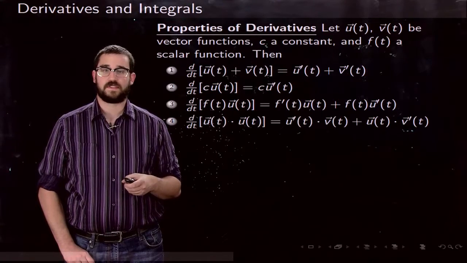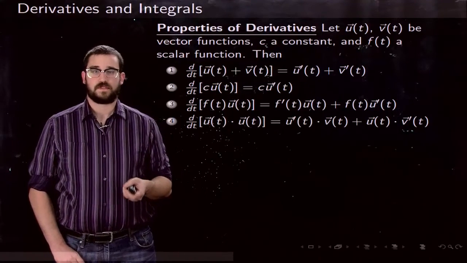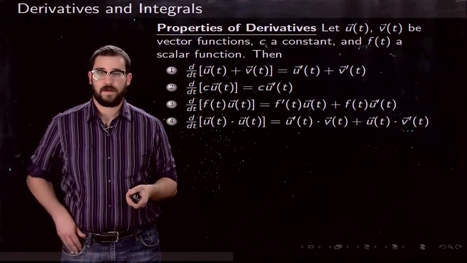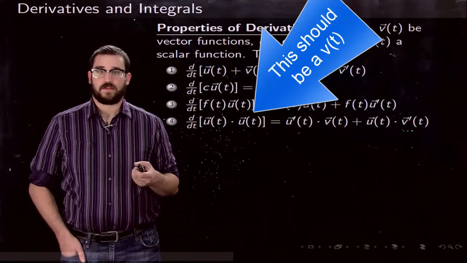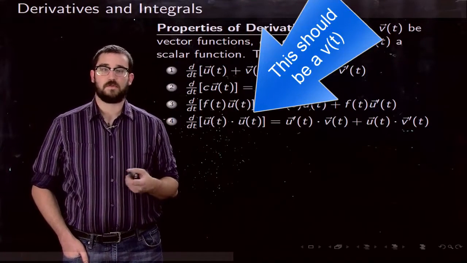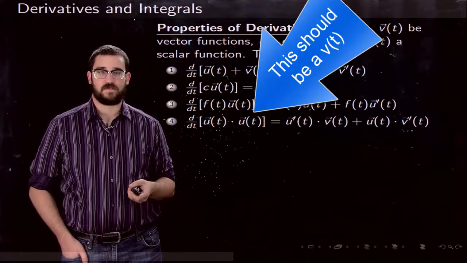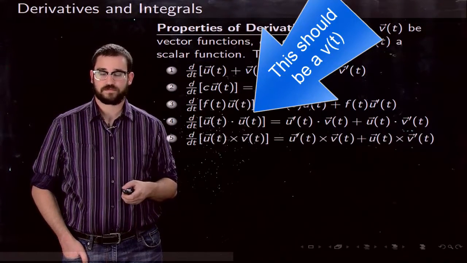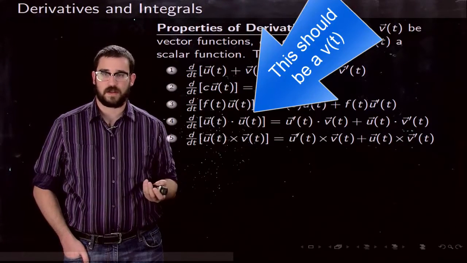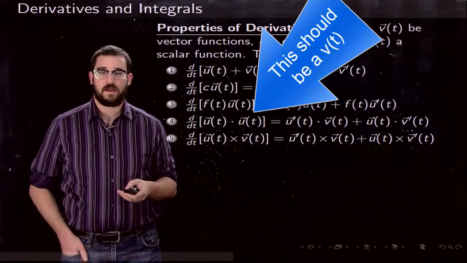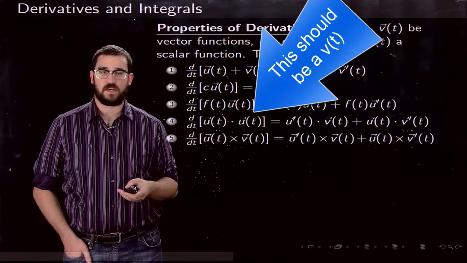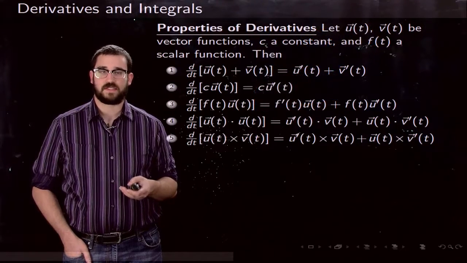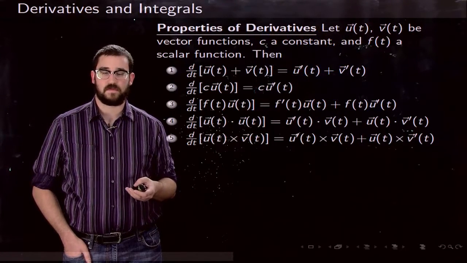Now, what happens if we have a dot product between two vector-valued functions? Then the derivative with respect to t will be u prime of t dot v of t plus u of t dot v prime of t. Now, what if we take the cross product and take the derivative? Then we have u prime of t cross v of t plus u of t cross v prime of t.